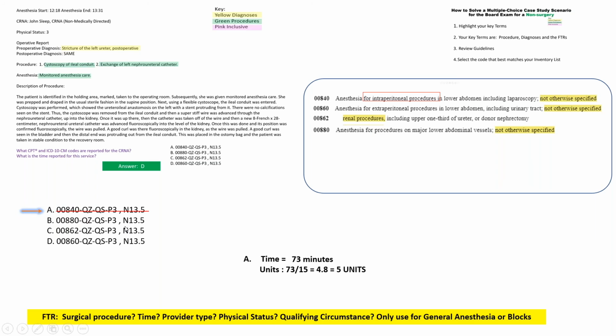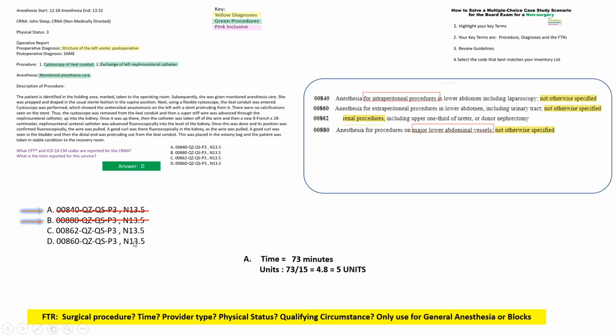Okay, let's go into the next option. Option B, that will be 00880. Let's see what it is coding for. It is coding for anesthesia procedures on major lower abdominal vessels, not otherwise specified. Was any procedure performed on abdominal vessels in our scenario? No, there were no procedures performed on abdominal vessels. So that one will be wrong as well.